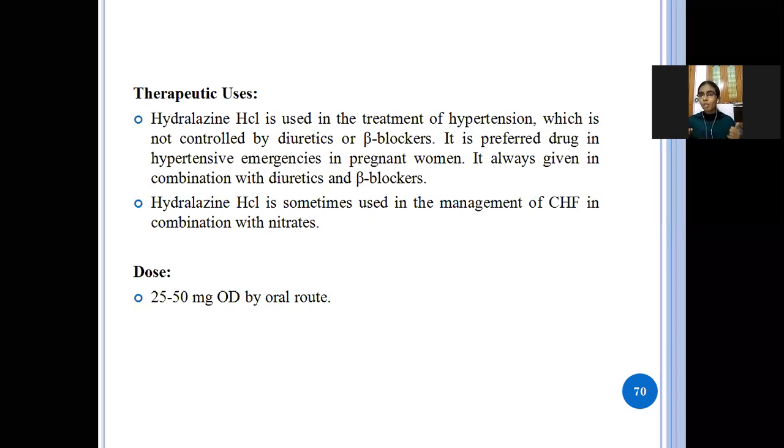It is always given in combination with diuretics or beta blockers. So this drug should not be given in single form. It should be given in combination with diuretics and beta blockers, and it is used in the management of CHF, meaning congestive heart failure, in combination with nitrates. The dose is 25 to 50 mg orally.